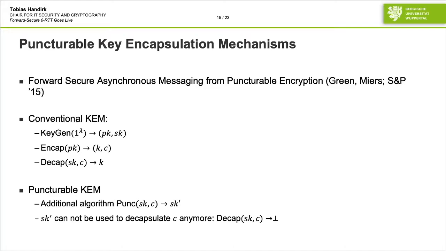In a PKEM, we have an additional algorithm called punc. The algorithm punc takes as input a secret key sk and a ciphertext and outputs a modified secret key sk prime. This modified secret key sk prime then has the special property that it can be used to decapsulate all ciphertexts except the one for which punc has been called. This way, we can ensure that a ciphertext can be decapsulated only once. And by repeatedly calling the punc algorithm for different ciphertexts, we can gradually revoke decapsulation capabilities of the secret key.